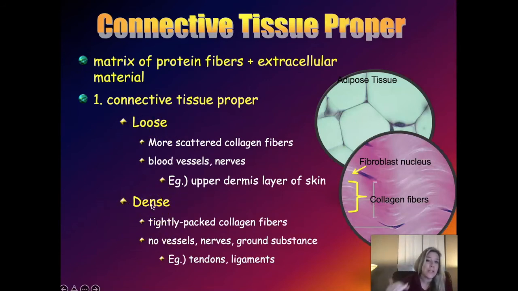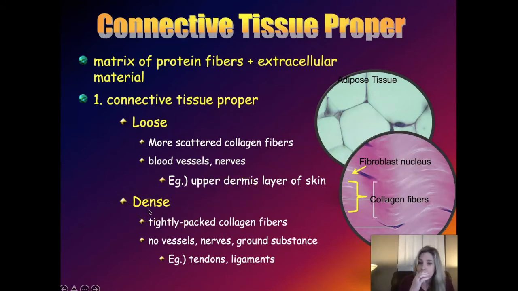Now, when you look at pictures of these, you're going to right away be able to tell the difference between those 2, because in loose connective tissue proper the collagen fibers are very scattered. You're probably going to see some blood vessels and nerves in there. So just everything's not tightly compacted, much looser. And you'll find this in, for example, the upper dermis of the skin.